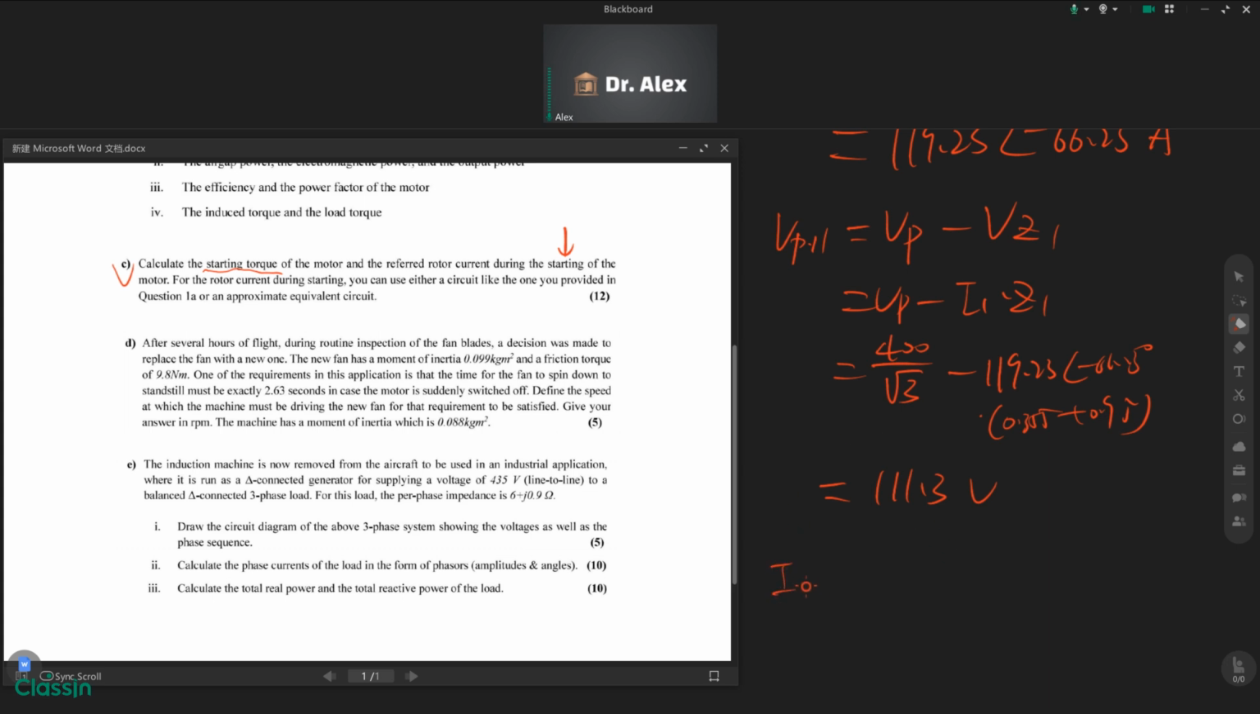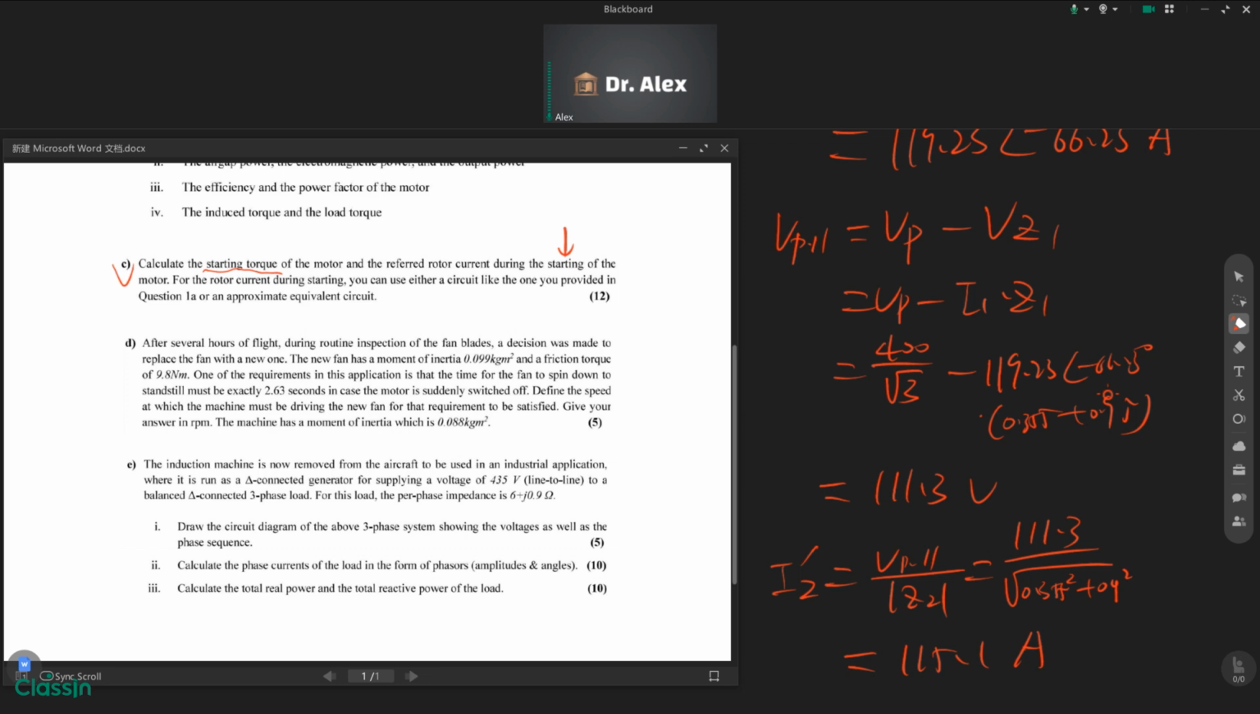Furthermore, we can get the new value of I2, which is the current that runs through Z2, which is Vp parallel divided by Z2. This is 111.3 divided by the square root of 0.355 squared plus 0.9 squared. The final answer is 115.1 ampere.